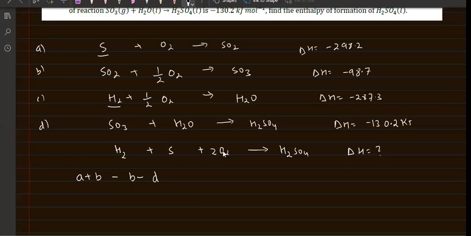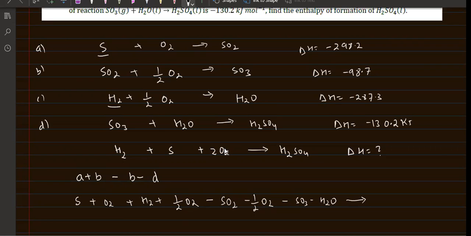So I'm just adding A and B. I'm getting H2 and S, so it will be S plus O2 plus H2 plus half O2. I'm adding A and B, this is your reactant side. Minus B, minus SO2, minus half O2, minus SO3, minus H2O. This was just your reactant side. Let's see the product side. Everyone is getting this, right?